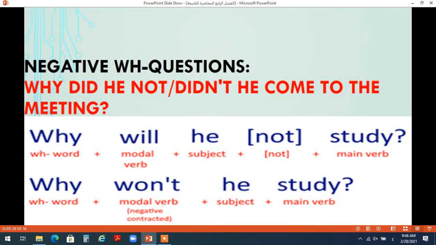Either we put the negative particle not after the subject, or we put the negative particle not immediately after the auxiliary verb. So we can say either, why will he not study, by putting the particle not after the subject, or we can say, why won't he study? Here we have put the negative particle not immediately after the auxiliary verb. So we have two options for making a negative WH question.